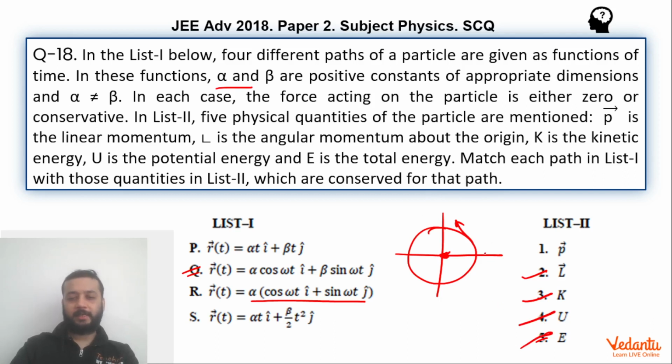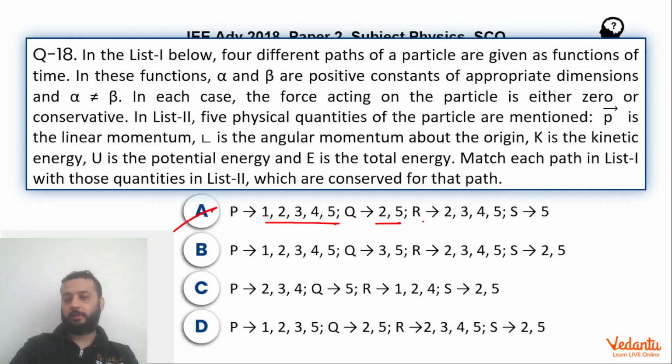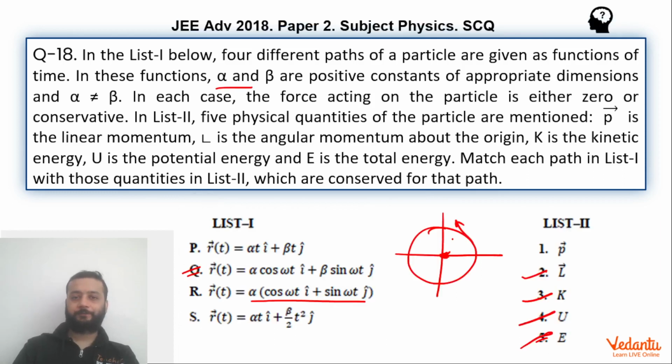Linear momentum will change direction because of the change in the direction of velocity, and hence R matches with 2, 3, 4, 5. So if you see in this, we already know that option A is the correct answer. So in this R is matching with 2, 3, 4, 5.